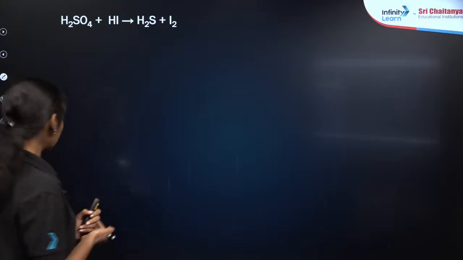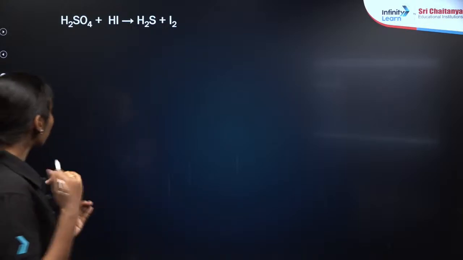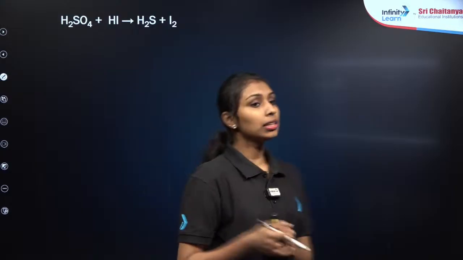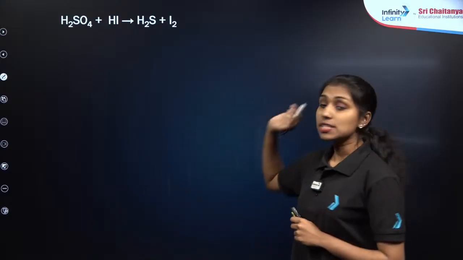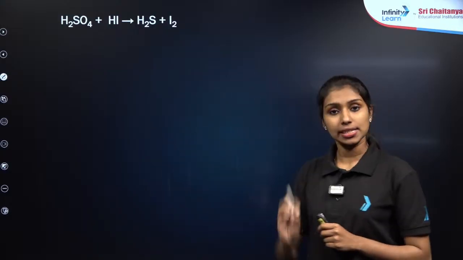Okay, here is the next reaction for you to balance. You can use the oxidation number method. Here, the medium is not specified, so you can take it as the acidic medium.